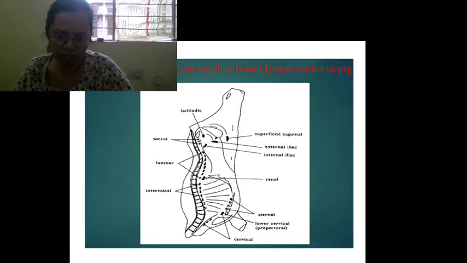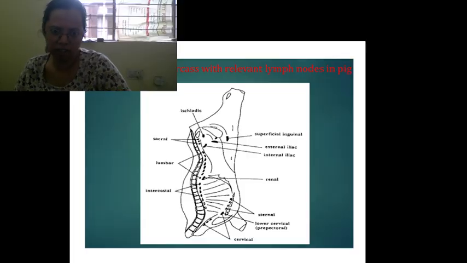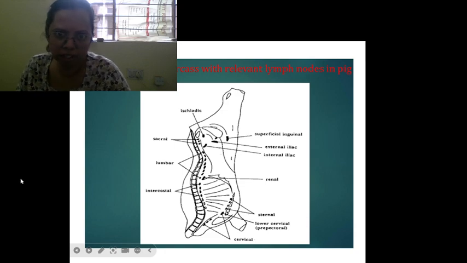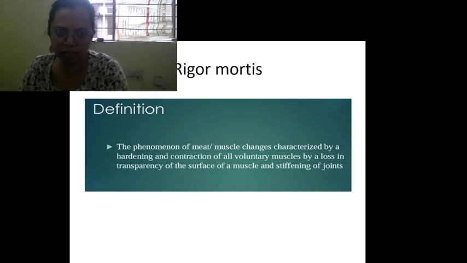Then we have the intercostal and renal. In the intercostal spaces near the lungs, they are the intercostal lymph nodes. Then we have the lumbar lymph node and renal lymph node, and then the sacral lymph nodes near the sacrum. Then we have ischiadic, superficial inguinal in the inguinal region, and in the iliac region, external iliac and internal iliac. So this is the medial view of carcass with lymph nodes in pigs.